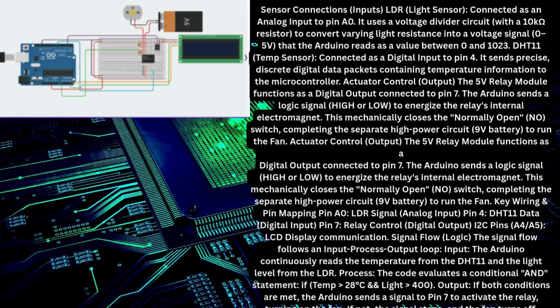Signal flow. The signal flow follows an input, process, output loop. Input: the Arduino continuously reads the temperature from the DHT11 and the light level from the LDR. Process: the code evaluates a conditional AND statement. If temperature is greater than 28 Celsius and light is greater than 400. Output: if both conditions are met, the Arduino sends a signal to pin 7 to activate the relay, turning on the fan. If not, the signal stops and the fan turns off.